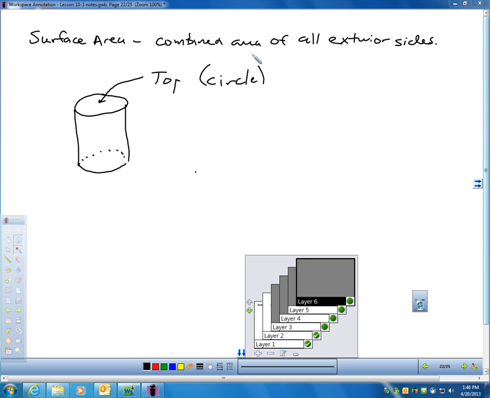Remember, surface area means the combined area of all the sides of the cylinder. So I have three major parts to a cylinder: a top, a bottom, and the side of it. If this was a soup can, let's just write a soup can, Campbell's soup. The paper label is called the lateral area. The top area is a circle and the bottom area is a circle.